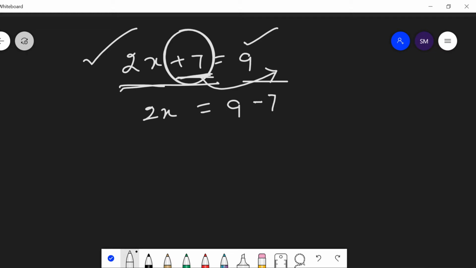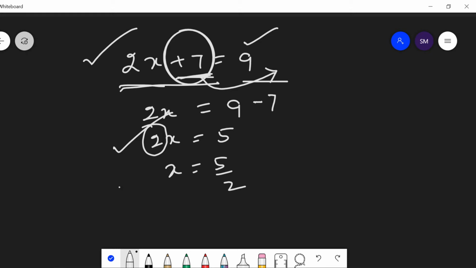Then this is 9 minus 7. This is 2x is equal to 2. Here 2 is multiplied in the LHS. When we shift it to the RHS, it gets divided, so x is equal to 2 upon 2. Here 2 is in the numerator. When we shift the 2 from the LHS to the RHS, it goes to the denominator.